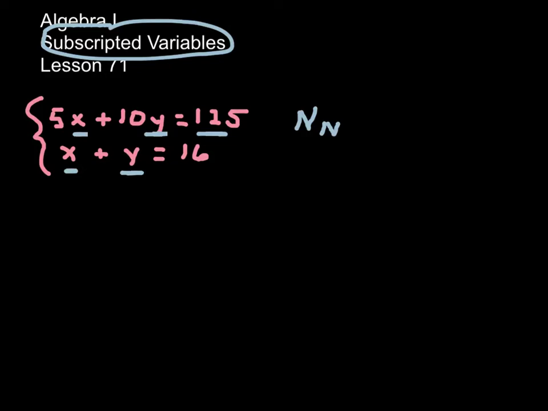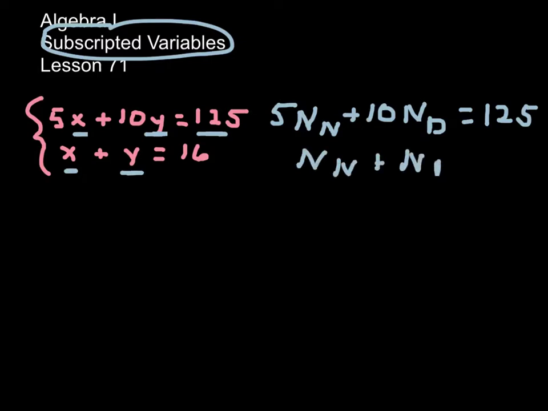So I could let N_N represent the number of nickels. So I could say 5 times the number of nickels plus 10 times the number of dimes gives me 125 cents. And then my other equation would be the number of nickels plus the number of dimes gives me 16 total coins. And then I could solve this system of equations just like we've been doing, by substitution or elimination, to find out how many nickels and how many dimes I have.